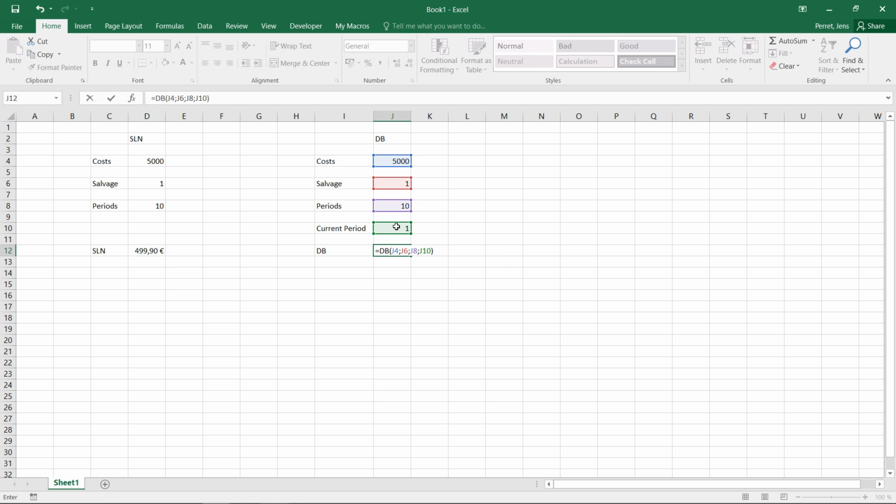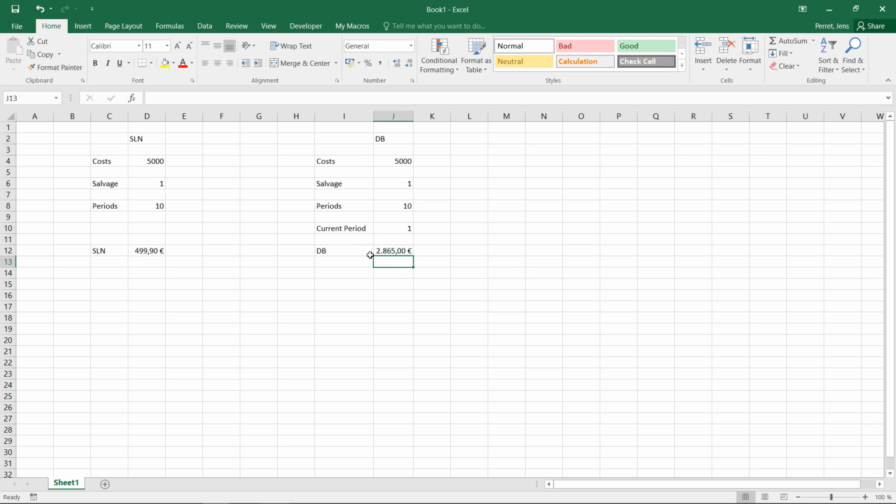We can close this here, and we get as a result in the first period we will depreciate roughly 2,861 euros. We see if we increase the periods, the depreciation in each period, the amount we depreciate the investment by, always decreases.